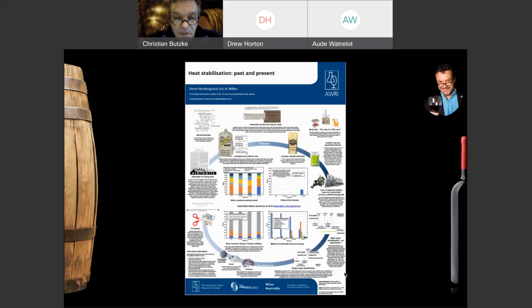I was at the Australian Wine Research Institute a couple of years ago, before the pandemic hit, and attended the technical conference there, and talked to Simon Nordegard at the AWRI. He shared a beautiful poster that he presented there on a number of winemaking practices. I'm not going to go into detail, but I've attached it to the end of my slides if you want to look at it.